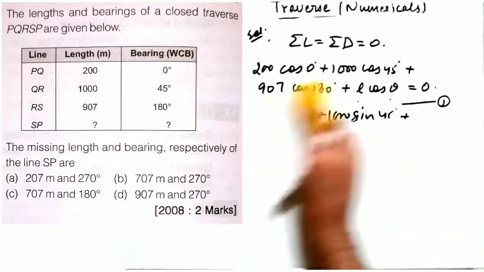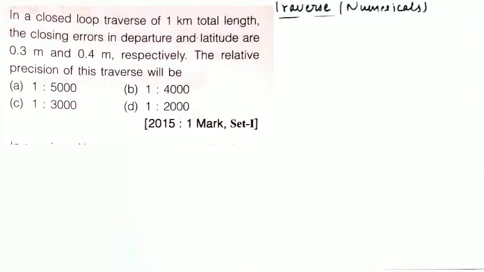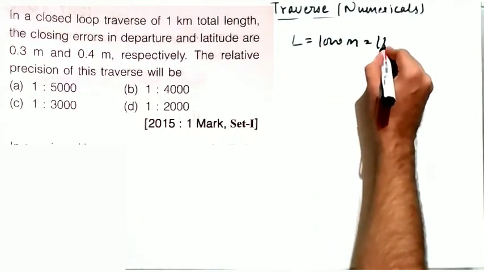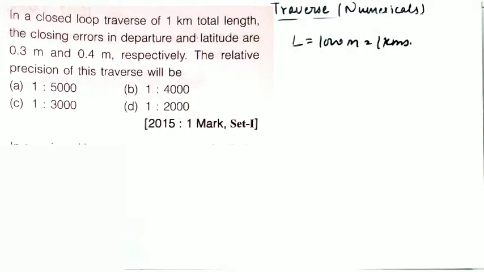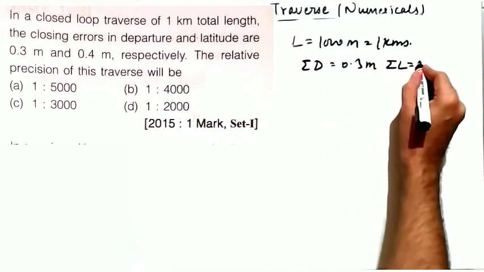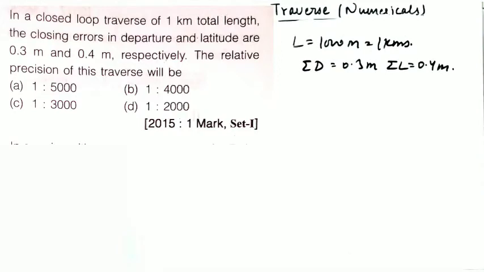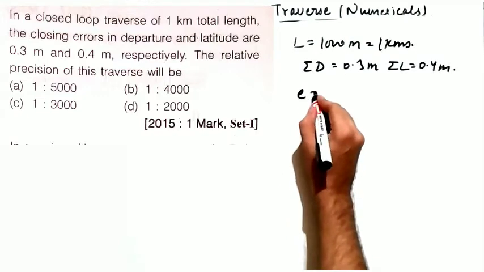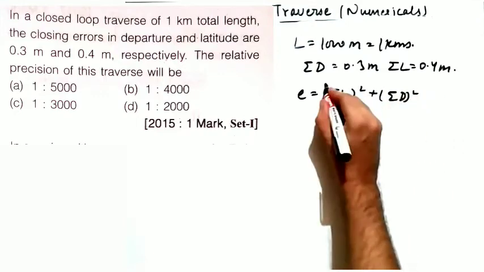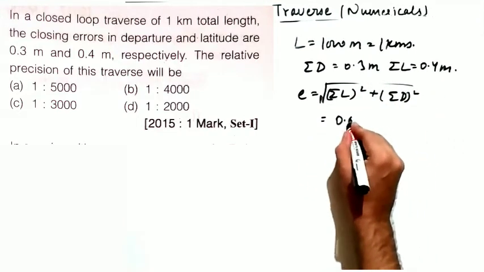Now moving on to the next question. The next question says that in a closed loop traverse of 1 kilometer length, the length is given as 1000 meters or 1 kilometer. This is the length that you actually traversed. Now the closing error in departure, sigma D, is given as 0.3 meters and sigma L is given as 0.4 meters. Now you are asked to calculate the relative precision. What does relative precision mean? I will tell you. First of all, you can calculate the closing error in this 1 kilometer traverse, and when you solve this, it will turn out to be 0.5 meters.